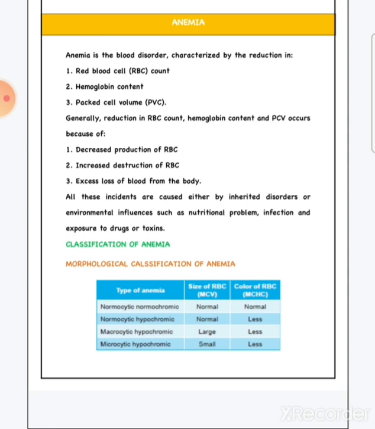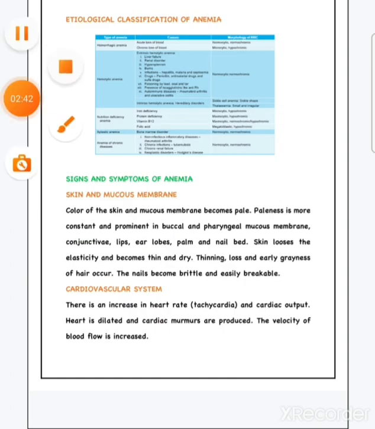Type of anemia: normocytic normochromic, in which size of RBC is normal and the color of RBC is normal. The second one is normocytic hypochromic anemia, in which size of RBC is normal and color is less. In macrocytic hypochromic anemia, the size of RBC is large and the color is less. In microcytic hypochromic anemia, the size of RBC is small and the color of RBC is less.